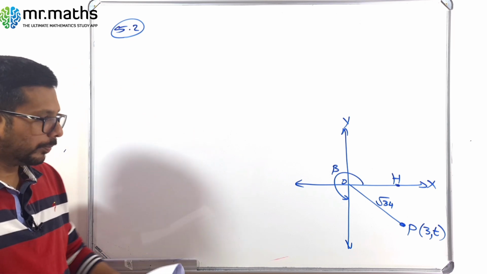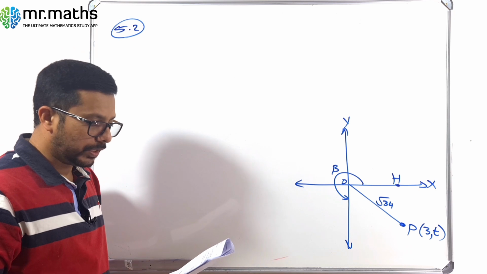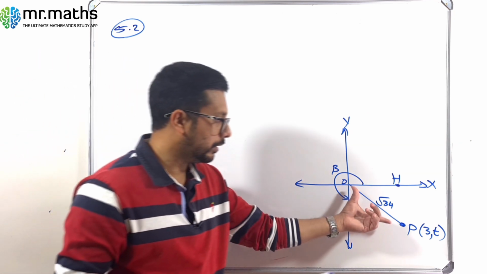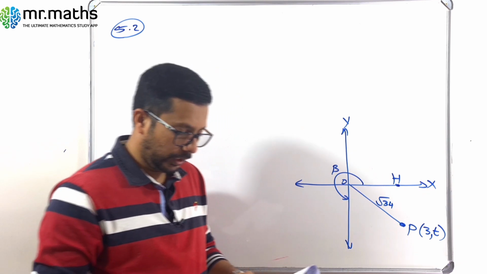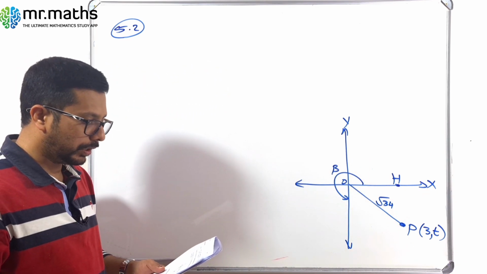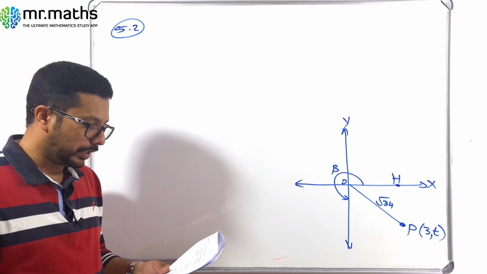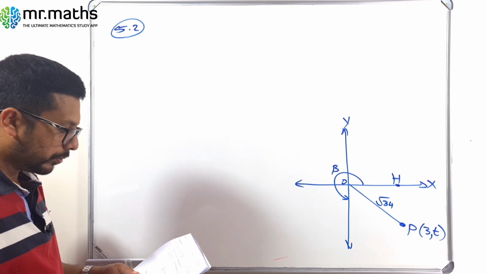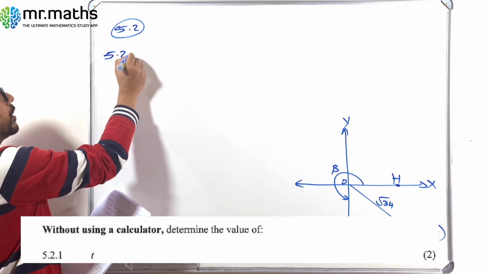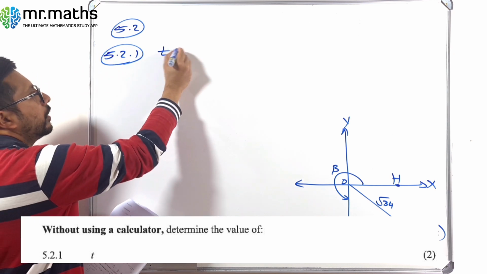Okay, and P(3, T) is a point on the Cartesian plane. OP is equal to root 34. That means the hypotenuse is root 34. This one stands for the hypotenuse. Then angle HOP is beta, a reflex angle. Now based on that, we have to write the answers to the remaining questions. Without using a calculator, determine the value of 5.2.1. What is the question? First question, determine the value of T. You have to find the value of T.